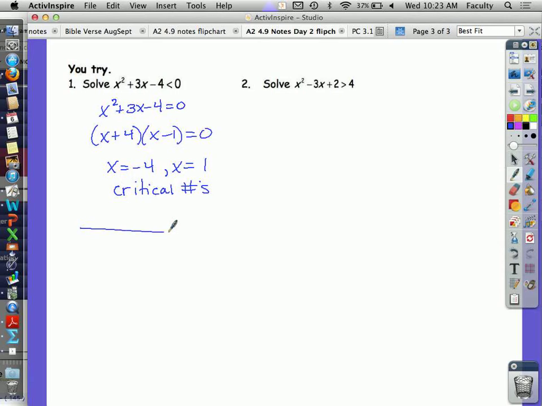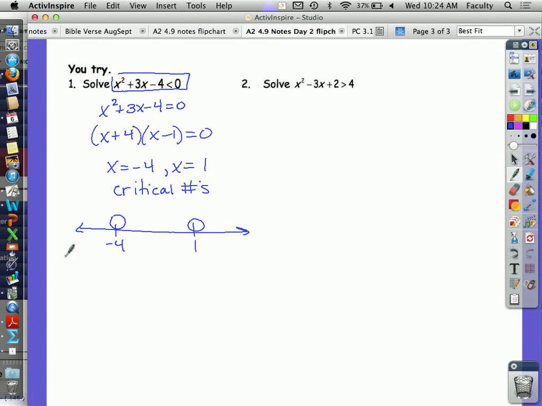And then what you're going to do is make a number line with the critical numbers. Because the original inequality has less than, these are open circles. I like to do it right here. And then we're going to test true and false. I don't do mine above, I like to do mine below.